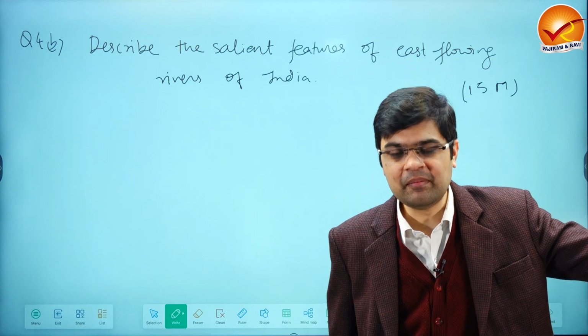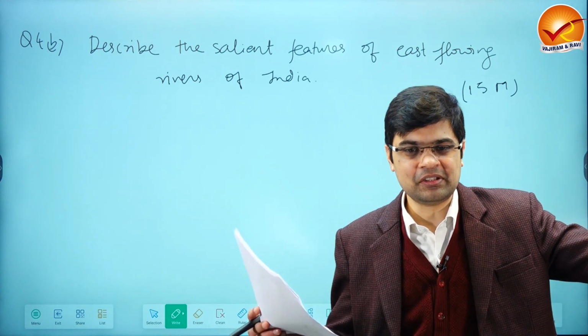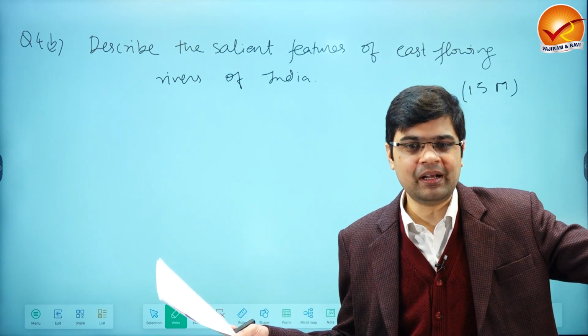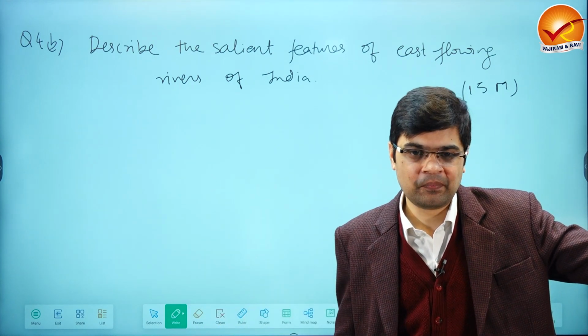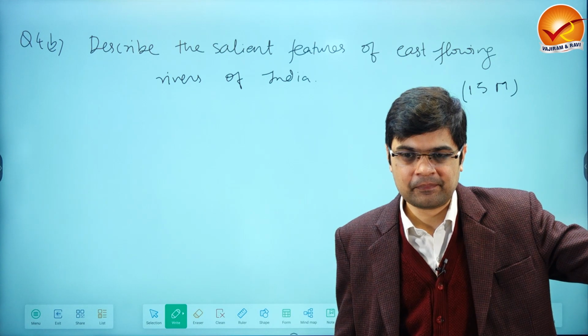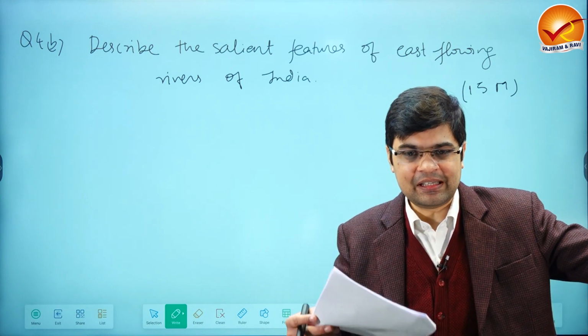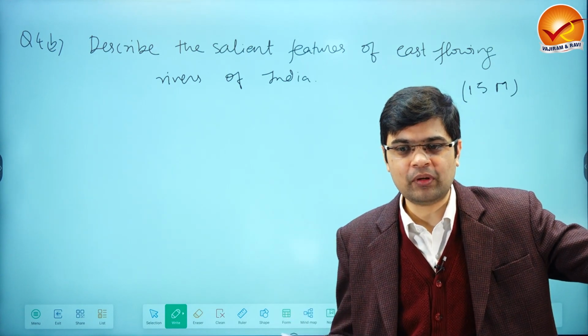Yes, Rajat says Himalayan Peninsular. Just make a categorization, Himalayan rivers and peninsular rivers. So, east flowing rivers of Himalaya and east flowing rivers of peninsular India. Because if you keep on discussing each and every river, then you don't have time, you don't have space for it.